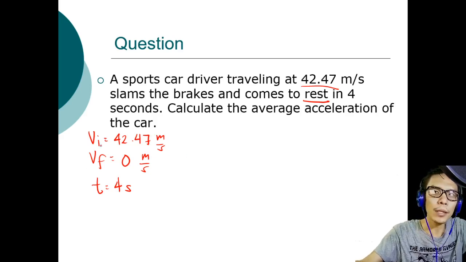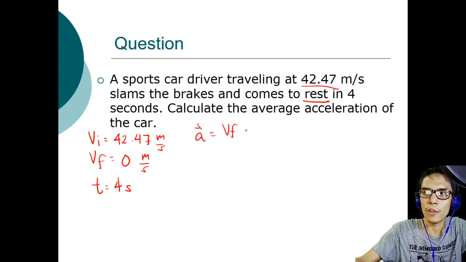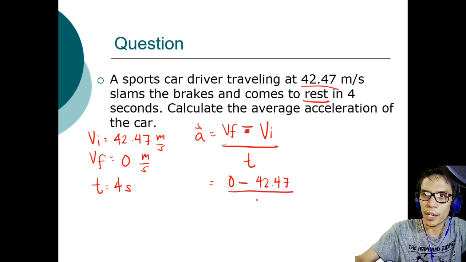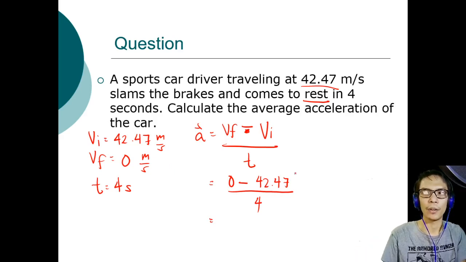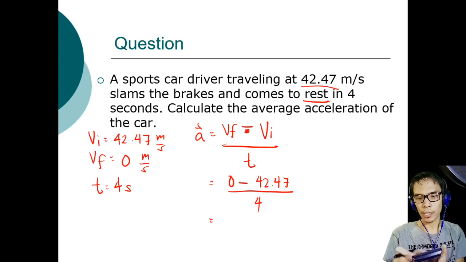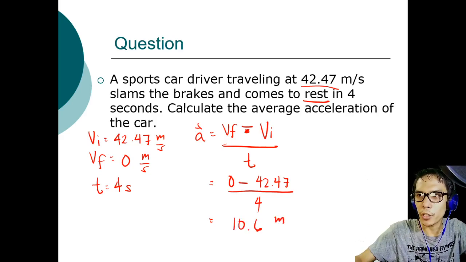In order for us to compute this, we will use the formula again. Acceleration is final velocity minus initial velocity divided by time. So let's plug in the values. We have 0 minus 42.47 meters per second divided by 4. As we all know, 0 minus 42 is negative. 42.47 over 4 is 10.62, or 10.6. So that will be 10.6 meters per second squared.